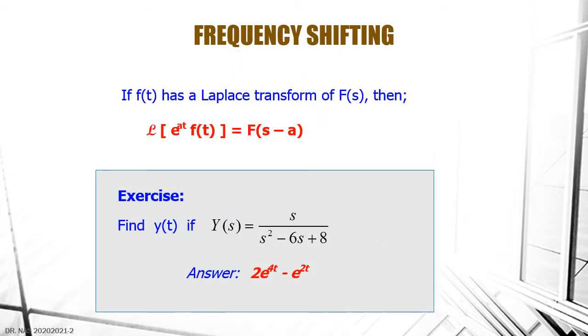Okay, another property is frequency shifting. Frequency shifting means that you have the signal being shifted in the S domain. When the signal is shifted by a, in the time domain you'll notice that the signal is multiplied by the exponential function. So try this out.